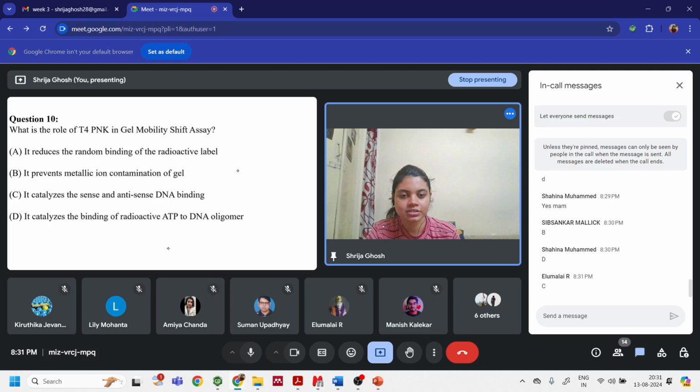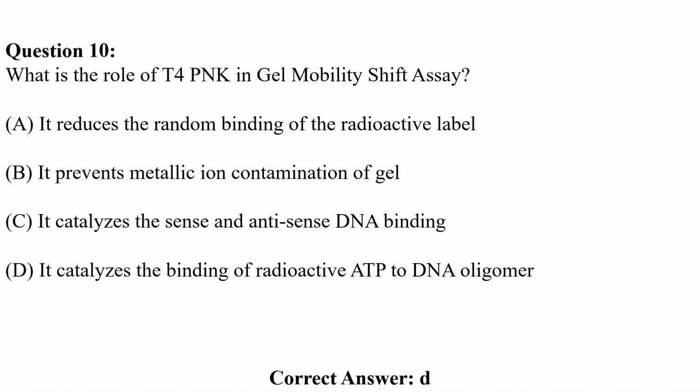Okay, we have more answers now. Option D, it catalyzes the binding of radioactive ATP to DNA oligomer. That is actually the correct answer, option D. So, T4 PNK is actually used in gel mobility shift assay to bind the radioactive ATP to DNA oligomer.